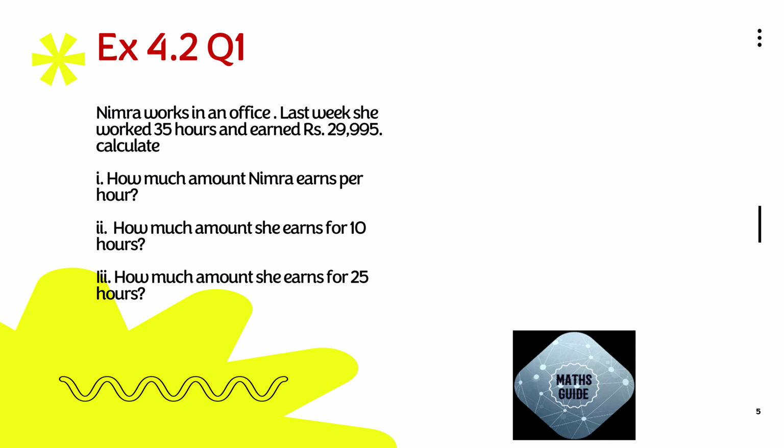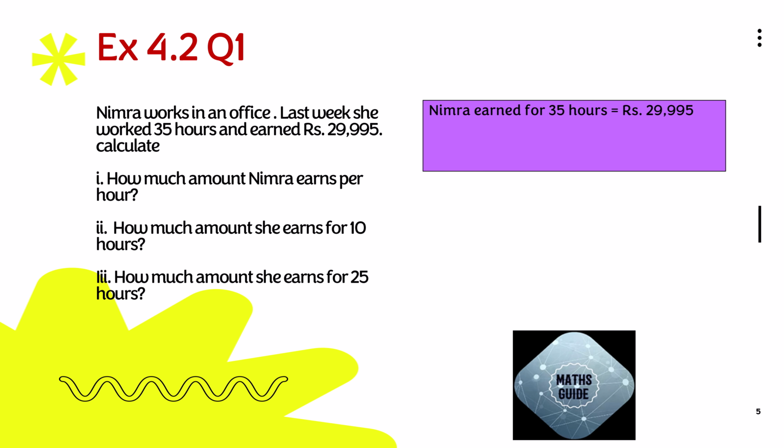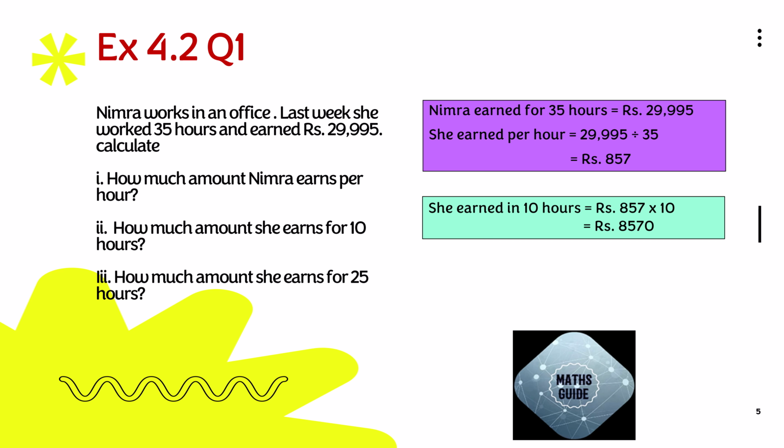When we have the value of many and we have to find out the value of one, we always divide. So Nimra earns in 35 hours rupees 29,995. After dividing them, we get 857 rupees she earns in an hour. Now in part 2, how much amount she earns in 10 hours. Now we have the value of 1 and we have to find the value of 10 hours. We will multiply this unit rate 857 by 10 and our answer is rupees 8,570.